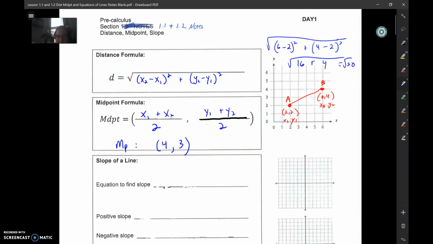And let's just test it just for kicks. 4, 3. Booyah. Midpoint. So distance is used to find the length of something, right?